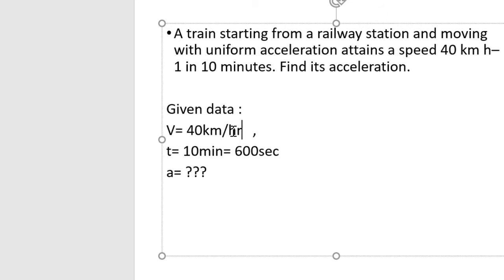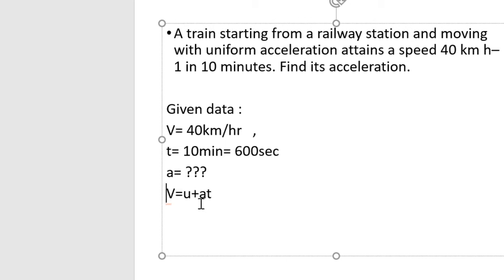Now, how can you calculate the acceleration? You know the formula: v is equal to u plus at. Now, how many variables are there? First is v, second is u, third is a, and fourth one is t. I told you, if you have to calculate any one variable, you must know the others. There are 4 variables. You should know 3 variables, then only you can calculate the 4th variable, right?